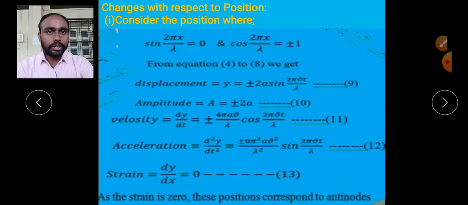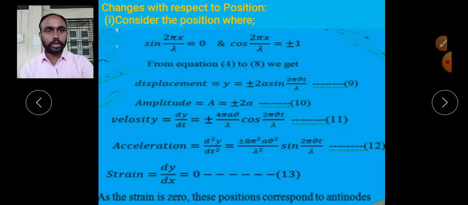So, in one case we will consider sine is minimum and cos is maximum, and in the second case we will consider cos is minimum and sine is maximum. Whichever we take first does not matter. So, we will first consider sine is minimum and cos is maximum. The minimum value of sine or cosine is 0 and the maximum value is plus minus 1.